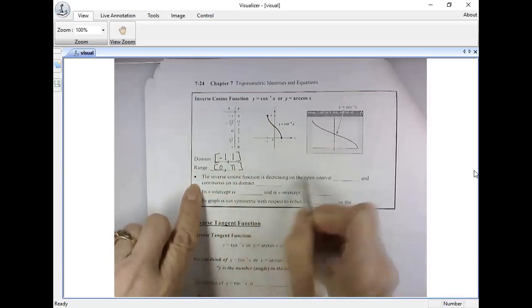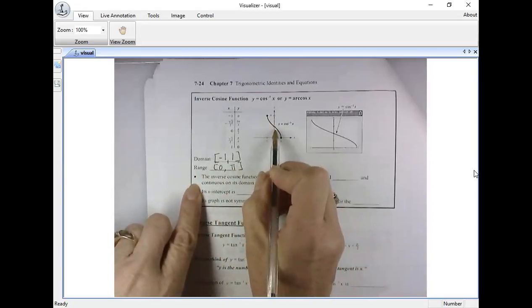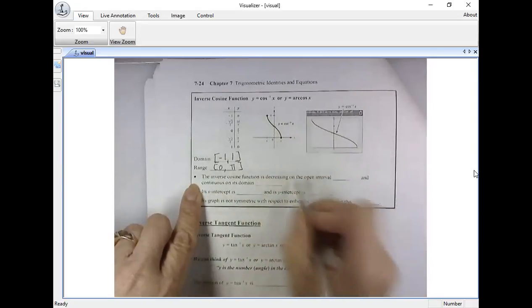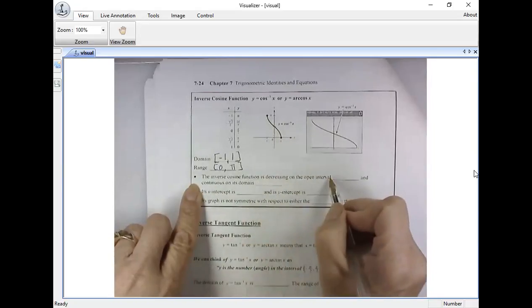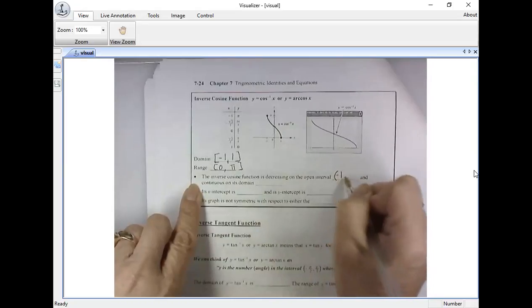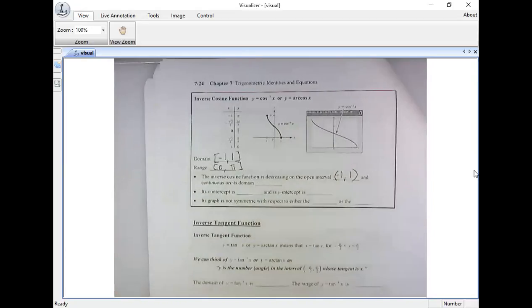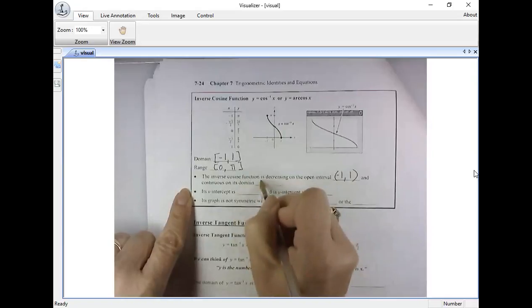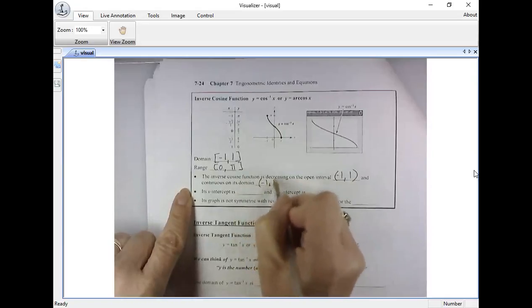Now, is this increasing or decreasing? Decreasing. And is it decreasing over the whole thing? Yes. So what would be the interval of the domain where it's decreasing? Except let's change the order. You got to go from least to greatest. -1 to +1 would be the interval where it's decreasing. Is it continuous everywhere? Yes, it is. So -1 to +1.